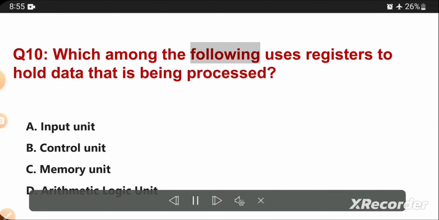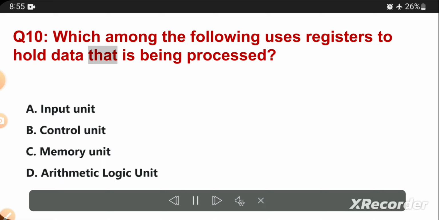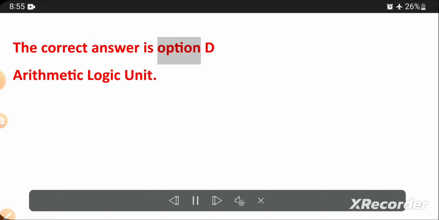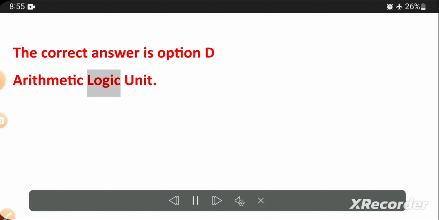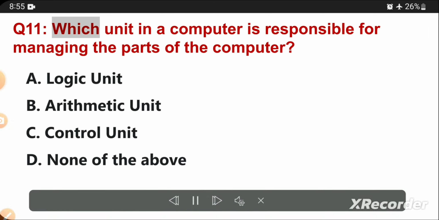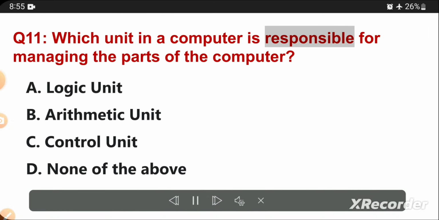Q10. Which among the following uses registers to hold data that is being processed? Input unit, control unit, memory unit, arithmetic logic unit. The correct answer is option D. Arithmetic logic unit.